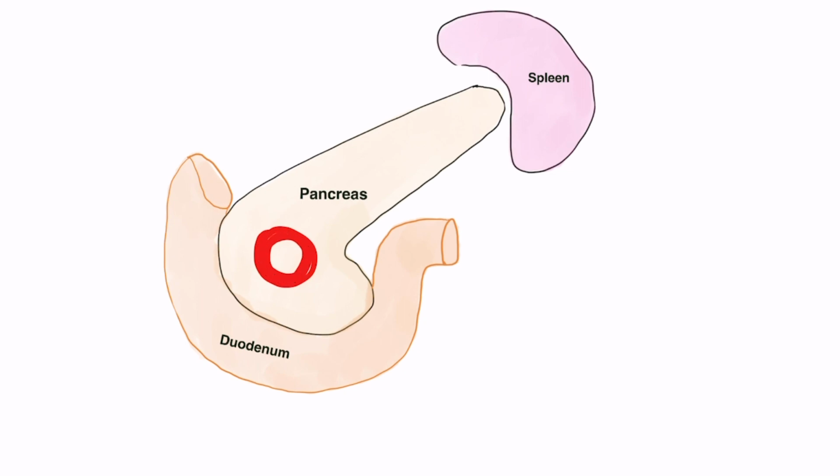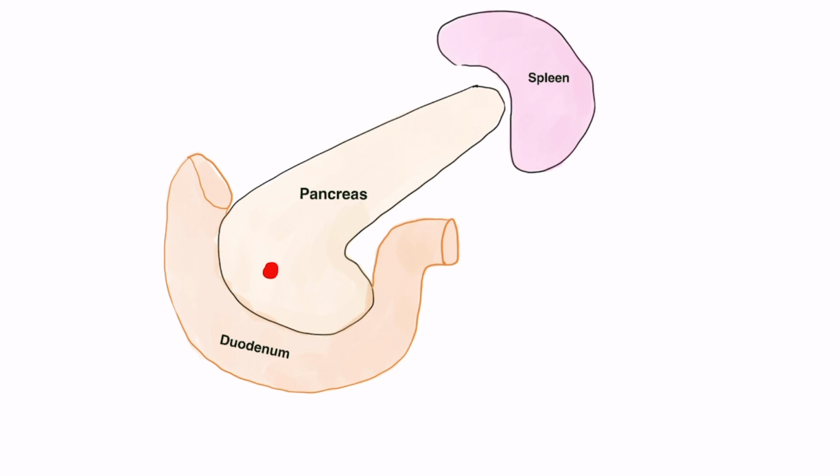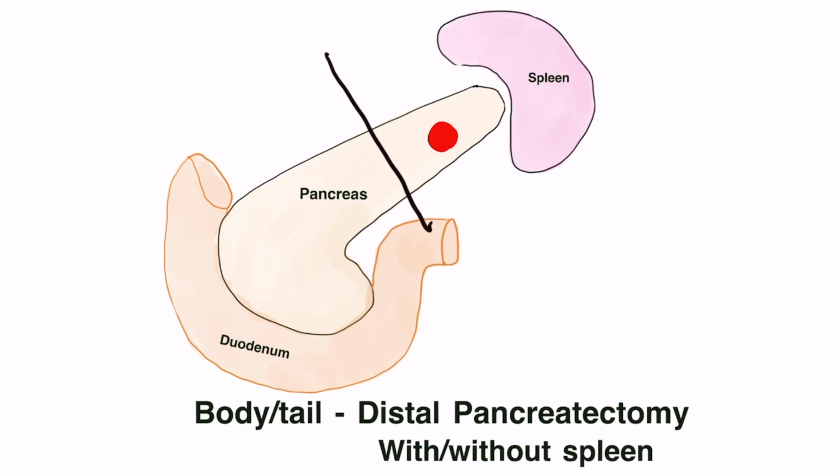In surgical management, location of tumor decides treatment. PNETs of head and uncinate process of pancreas require pancreaticoduodenectomy or Whipple surgery. Enucleation can be done for small tumors of head and uncinate process. For tumors of body and tail of pancreas, distal pancreatectomy is done, with or without splenectomy. Distal pancreatectomy without splenectomy is called Warshaw procedure.